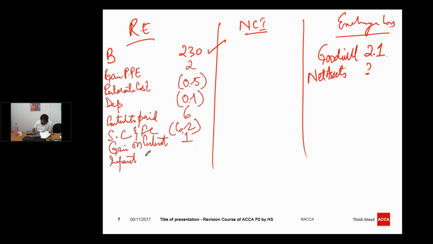Impairment in the value of the goodwill of Teisler is actually 2.8, but we have to book 60% of this amount. So 2.8 into 60% will be 1.7 approximately, or 1.68.